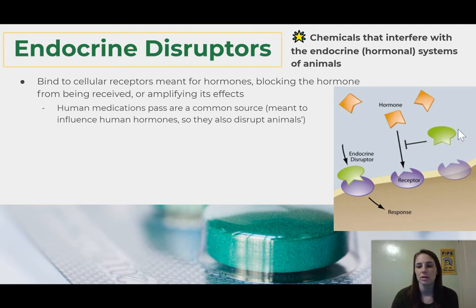If you look here in this diagram, this would be the receptor that you have in your cells. The green would be the endocrine disruptor, and when the endocrine disruptor comes in, it ends up blocking it so that the hormone actually can't bind with the receptor. You are then either totally blocking the hormone, or you'll be amplifying its effects because the hormones can't come in and stop things from happening.